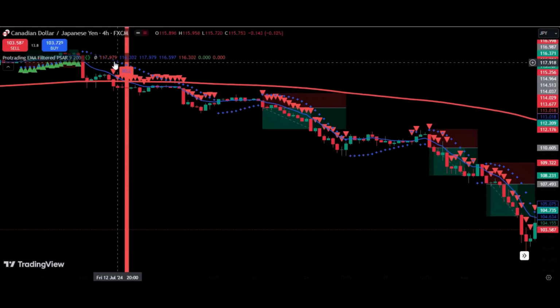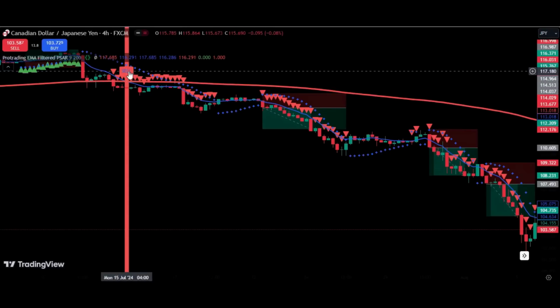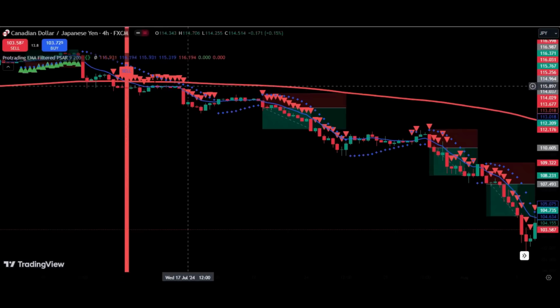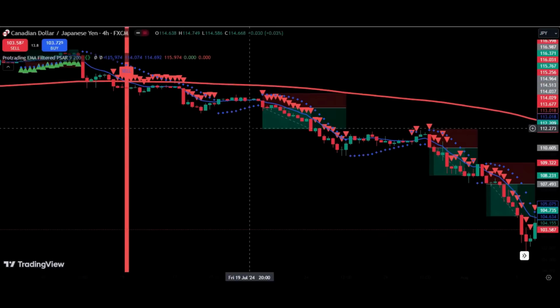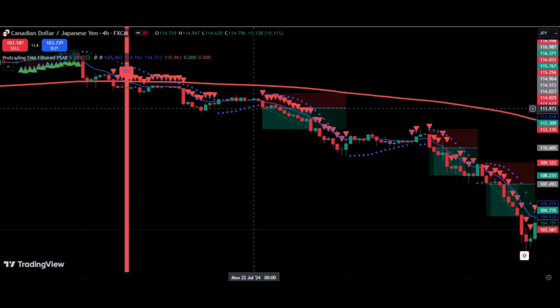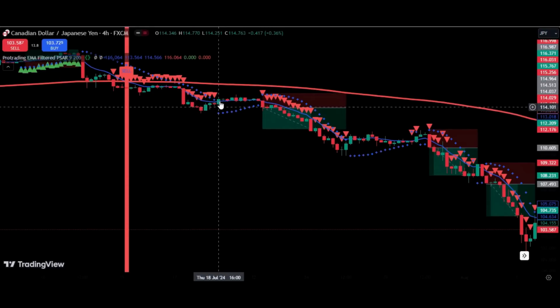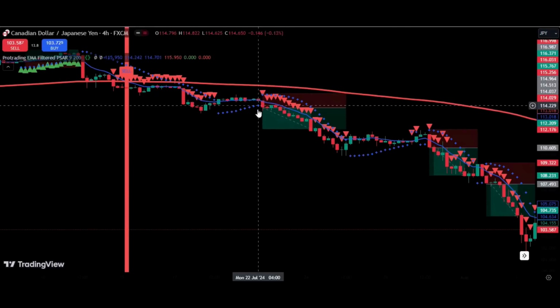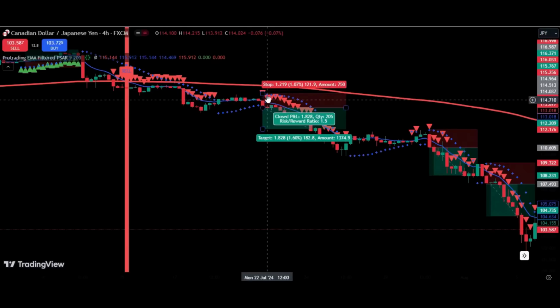You see this parabolic SAR, which came to the point where we get our change of direction. We are not taking any trade from this point. So we wait. Here we get an opposite signal, which is not in favor with the trend. So this is the point when we get the correct signal.